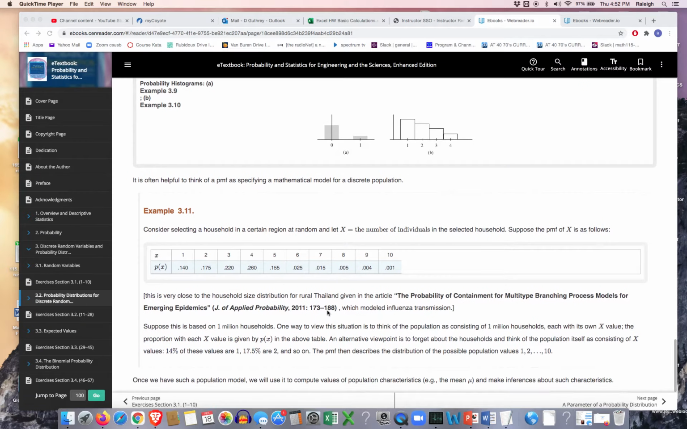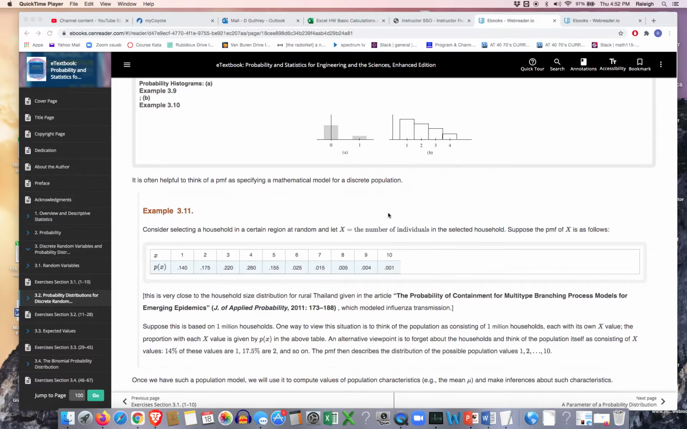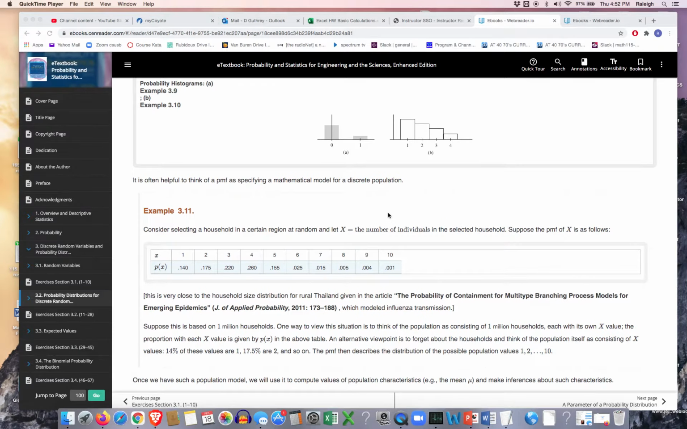It's often helpful to think of the PMF as specifying a mathematical model for a discrete population. So now we look at a household in the critical region at random and let X be the number of individuals in the selected household. It just won't expand. I don't know why it won't expand. But anyway, hope you can read this. I've made the page about as large as I can. So anyway, that's as far as it'll go. Anyway, number of people in each household.